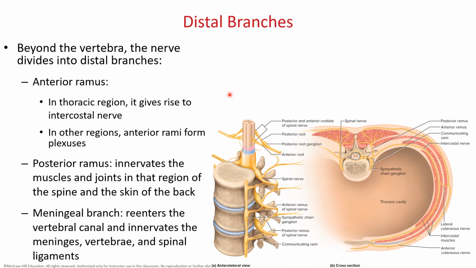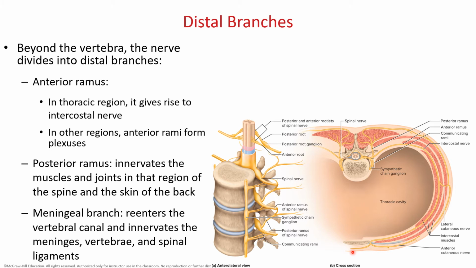So beyond the vertebra, the nerve divides into distal branches. So you have your anterior rami, and let's take a look. So your anterior rami is right here. Your anterior ramus is going to come to the anterior, and then you have your posterior ramus coming back, going posterior. The anterior ramus in the thoracic region, it's going to give rise to the intercostal nerve. In other regions, the anterior rami will form a plexus. We're going to talk about those plexus in a little bit.